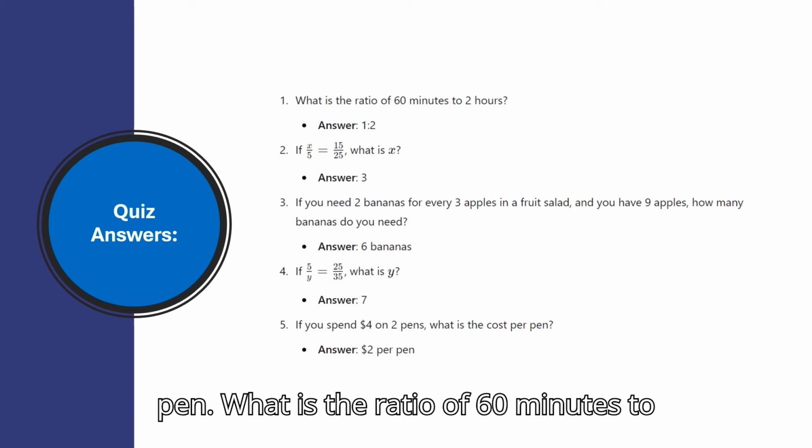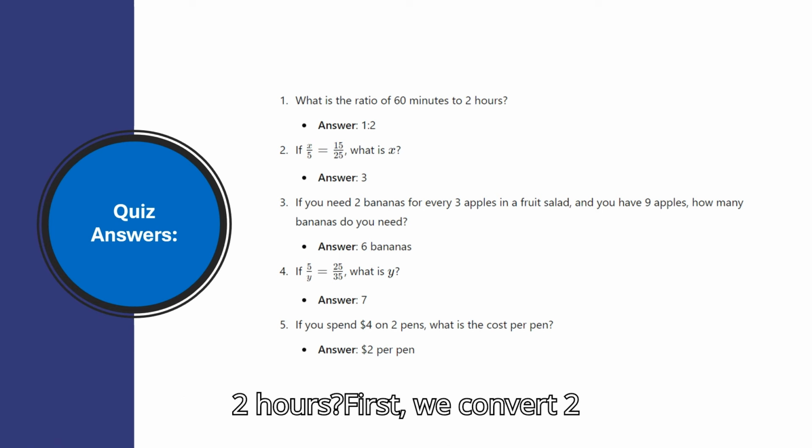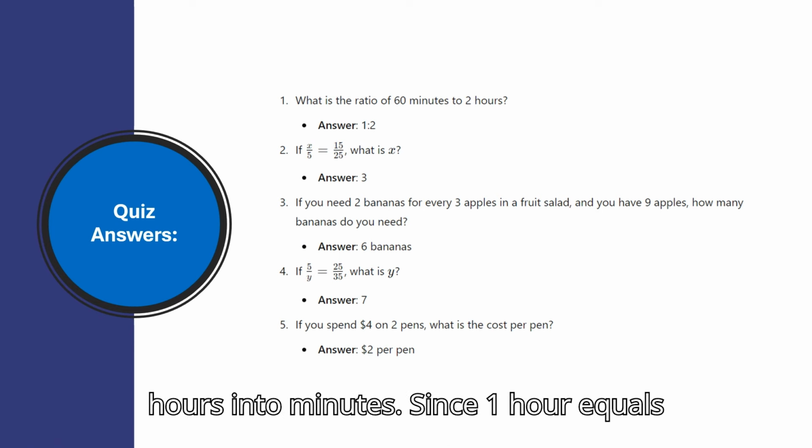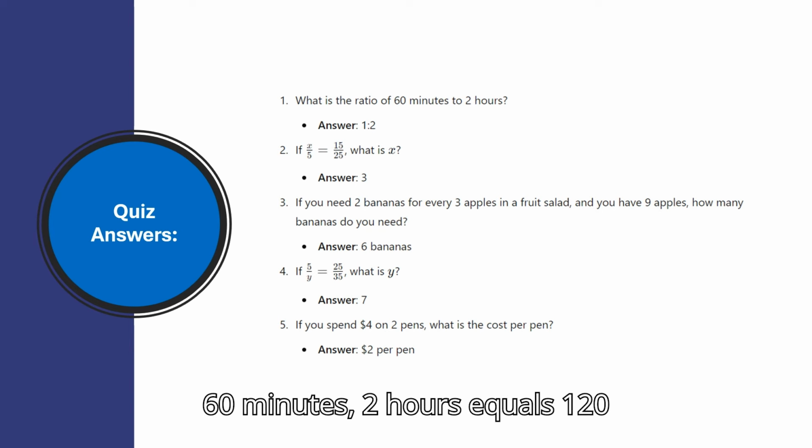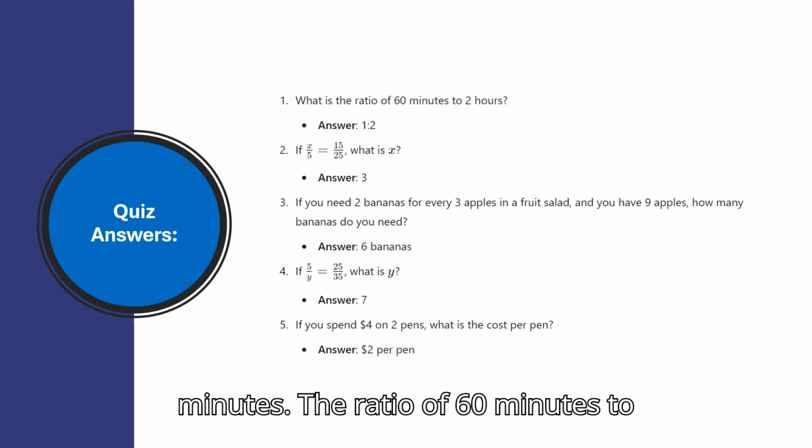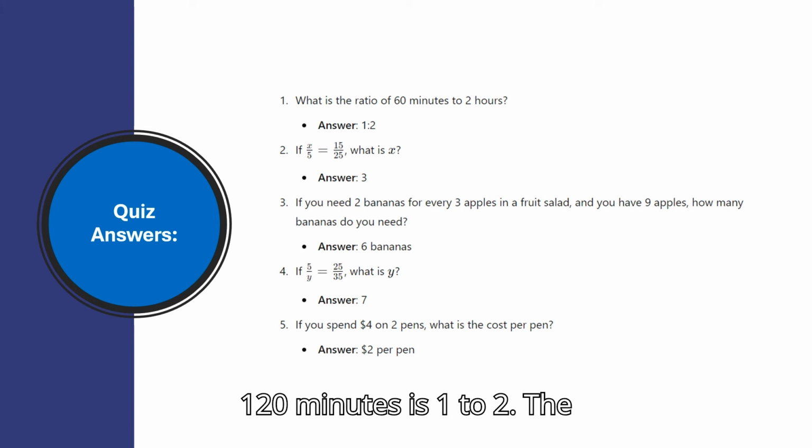1. What is the ratio of 60 minutes to 2 hours? First, we convert 2 hours into minutes. Since 1 hour equals 60 minutes, 2 hours equals 120 minutes. The ratio of 60 minutes to 120 minutes is 1 to 2. The answer is 1 to 2.